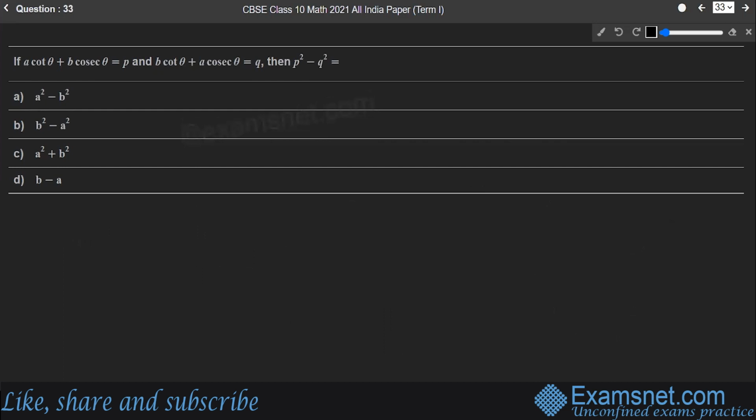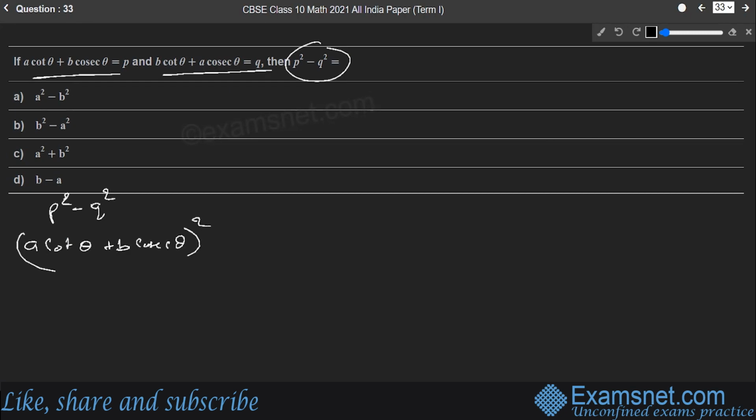Okay, the next one. A cot theta plus B cosec theta is equal to P. B cot theta plus A cosec theta is equal to Q. Then we have to find P square minus Q square. So let's quickly write P square minus Q square. In place of P, we can write the whole expression: A cot theta plus B cosec theta's whole square, that is P square, minus Q, which is B cot theta plus A cosec theta's whole square.